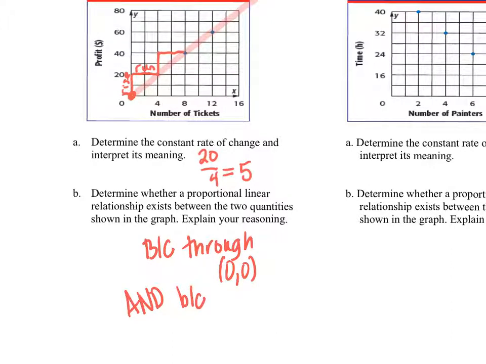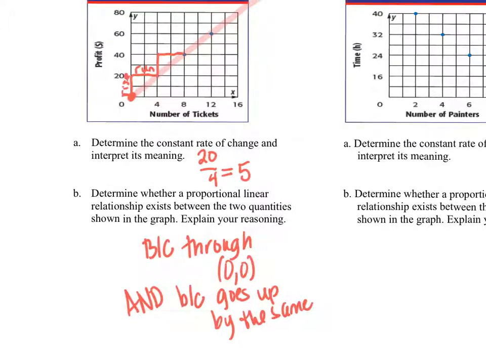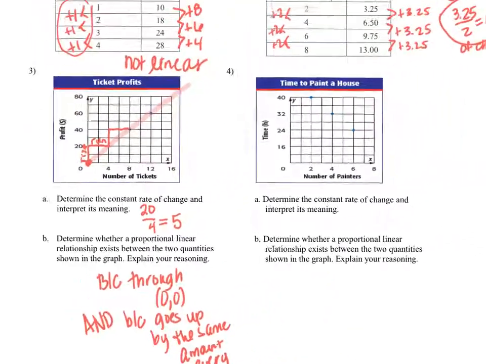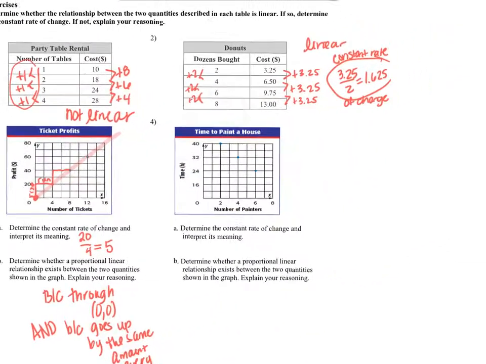and because it goes up by the same amount every time, that makes it proportionally linear because it's linear and it goes up proportionally. Are you with me? A line is only proportional if it's linear, though. A line can be linear and not be proportional, but it can't be proportional if it's not linear. Does that make sense?